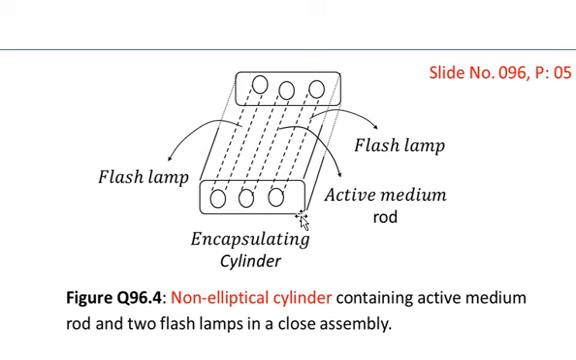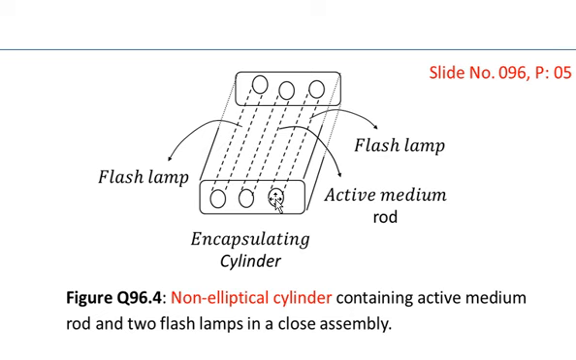So it means that the inner coating at this surface should be diffusely reflecting. The inner surfaces are coated with a diffuse reflection coating, and again, as in the previous case, you can have two flash lamps lying very close to the active medium rod. The flash lamps are parallel to the active medium rod, so that they can impart maximum energy to the active medium rod.